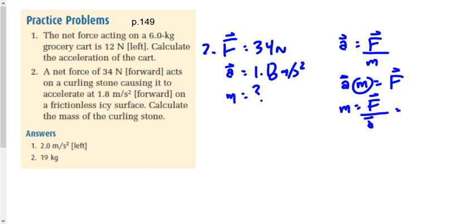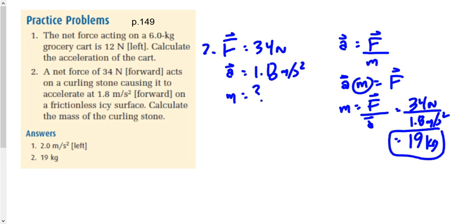Good. F is equal to 34 newtons. A is equal to 1.8 meters per second squared. And when I do the math there, 34 divided by 1.8, I assume I get 19, and the units, of course, would be kilograms. Or you could say newtons over meters over seconds squared, which would be an odd looking set of units for mass, but it would be correct. Right? One more, and then we're going to wrap it up for the day.